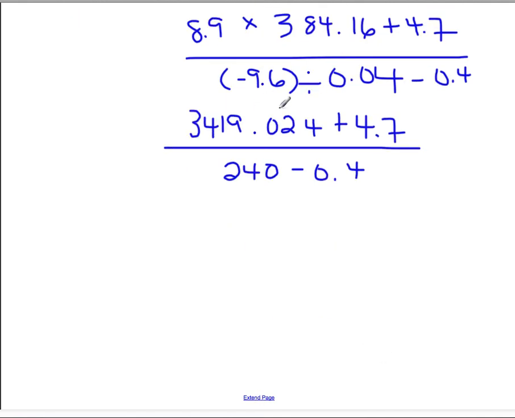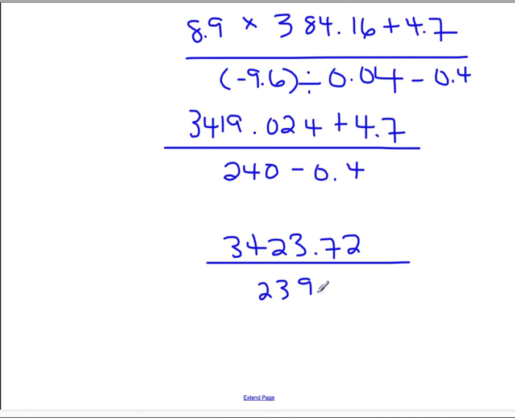We're going to do the addition on the top, 3419.02 plus 4.7. I get 3423.72. Hopefully I'm not making any mistakes. This is going to be 239.6. Let me just make sure. I'm pretty sure that's right. Yeah. Now we do our division. So we get 3423.72 divided by 239.6. Oh, and I get a really ugly number.